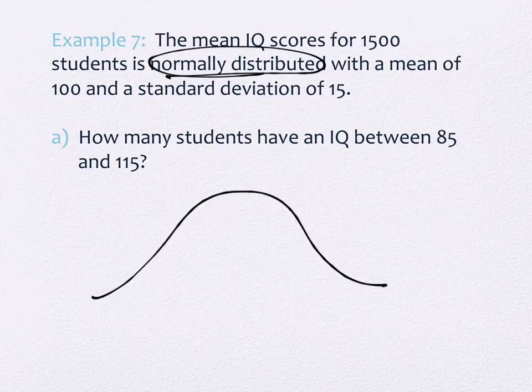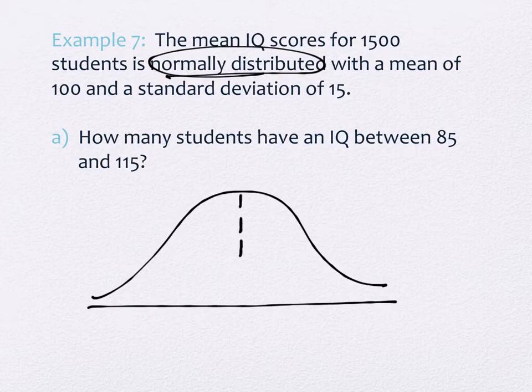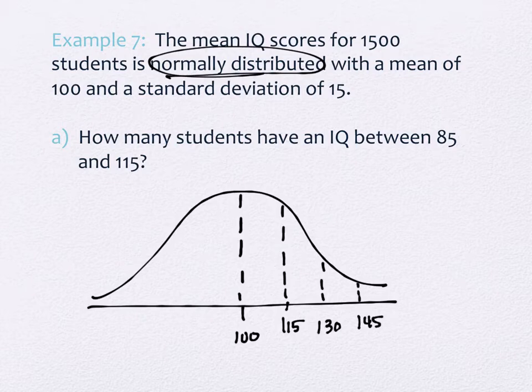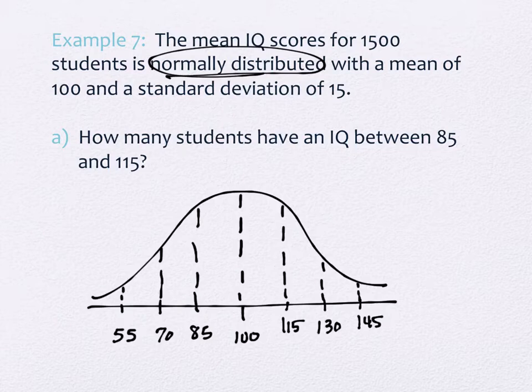As soon as we saw normally distributed, it tells us I'm going to draw a normal curve. And I'm going to mark the mean. What's my mean? 100. And then I'm going to use the standard deviation to find the three pieces on either side. So what was my standard deviation? 15. So 115. I'll do the other side second. 130 and then 145. And then on the other side, 85, 70, and 55. Okay, is the picture part okay?